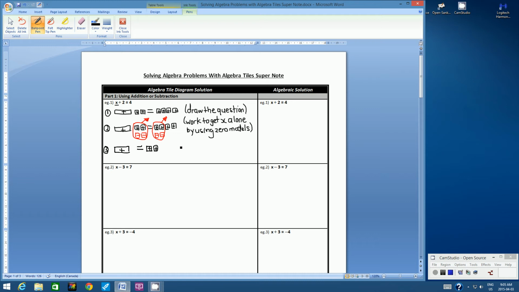As a note here, let's write in brackets, draw what remains.